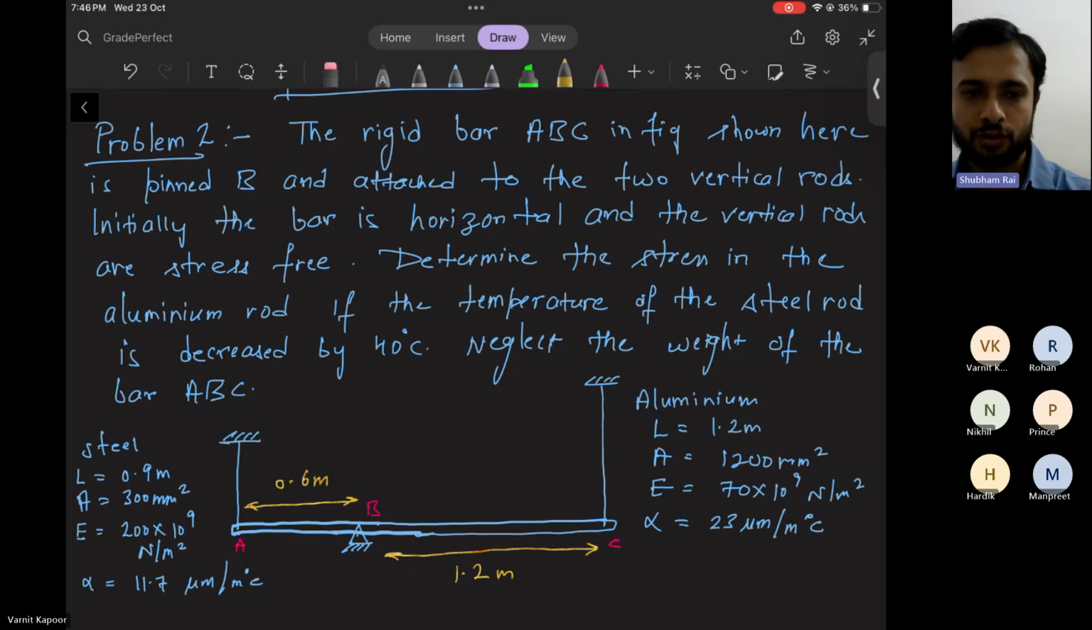What should be your approach? Now you are decreasing the temperature of steel, so it will contract. But then the aluminium rod will not allow it to contract that much. So in the free state, if the steel would have been free, it would have contracted, but aluminum is not allowing it to contract that much. So there will be tensile stress in the steel, right?